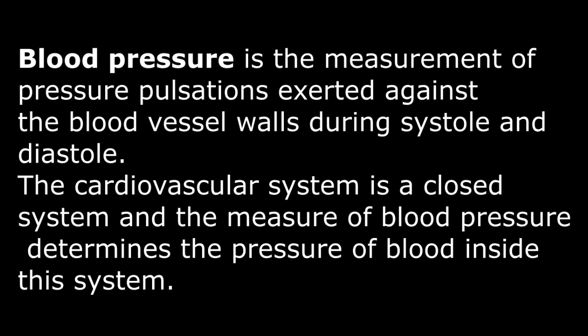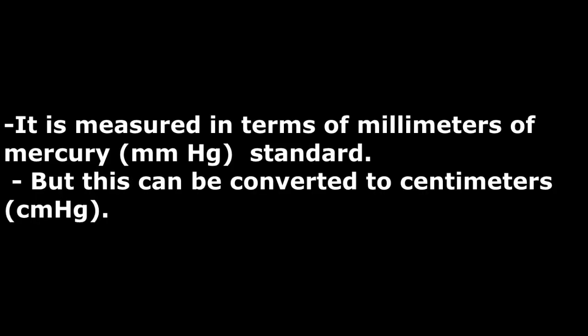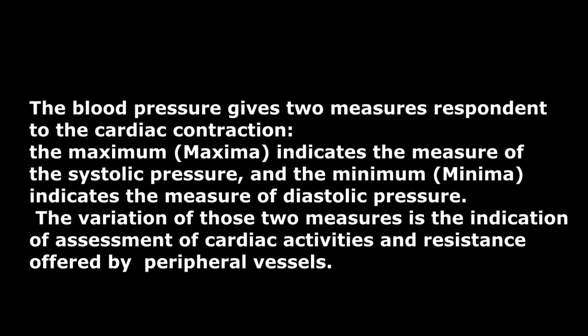The cardiovascular system is a closed system, and the measure of blood pressure determines the pressure of blood inside the system. It is measured in millimeters of mercury, mmHg, standard, but this can be converted to centimeters of mercury, cmHg.